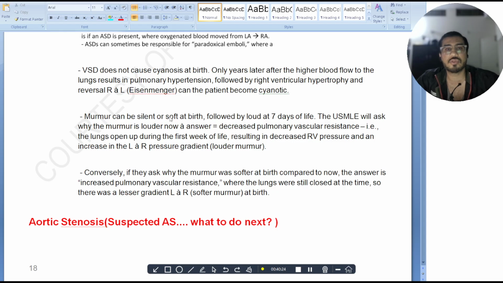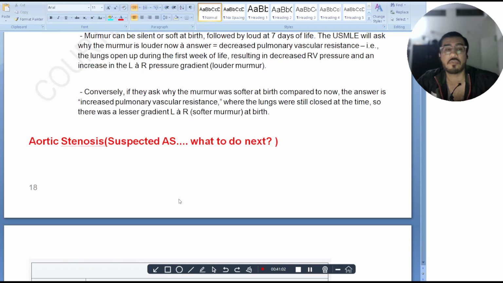So let's give it a read as well. Murmur can be silent or soft at birth, followed by loud at 7 days of life. The USMLE will ask why the murmur is louder now. Decreased pulmonary vascular resistance, that is, the lungs open up during the first week of life, resulting in decreased right ventricular pressure and an increase in the left to right pressure gradient. More blood flowing from the left to right ventricle, greater sound of the murmur. Conversely, if they ask why the murmur was softer at birth compared to now, the answer is increased pulmonary vascular resistance that is present at birth, where the lungs were still closed at the time, so there was a lesser gradient of blood flow.